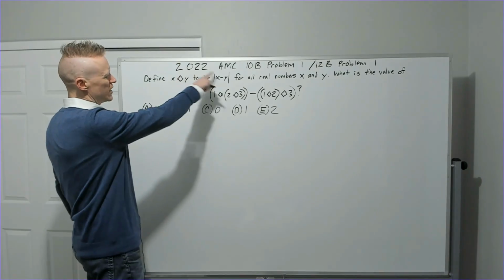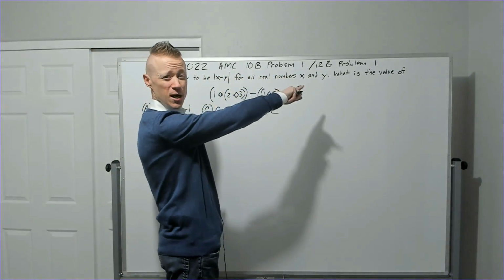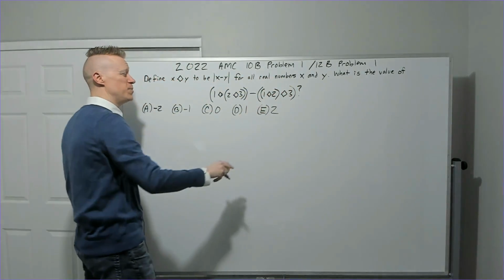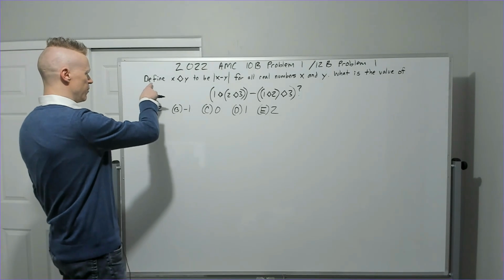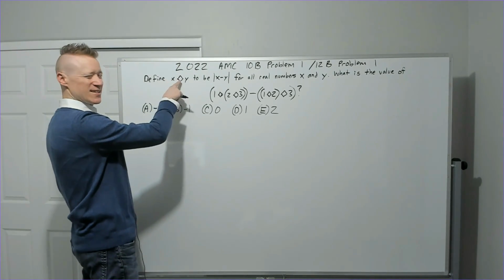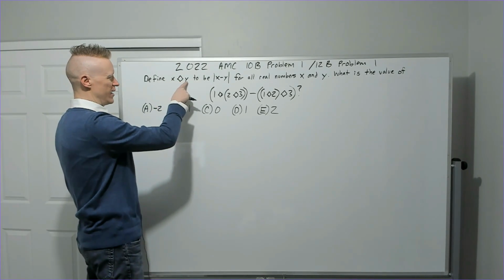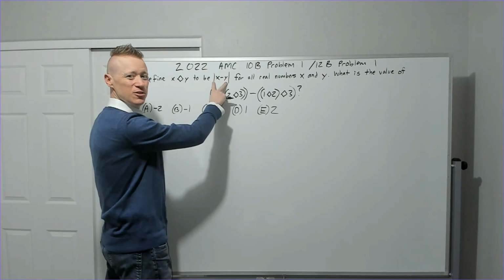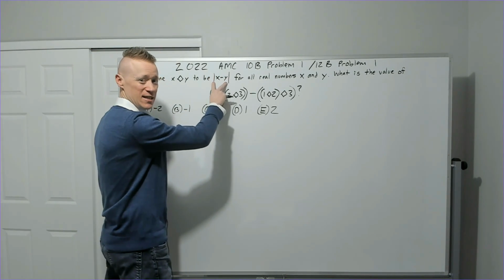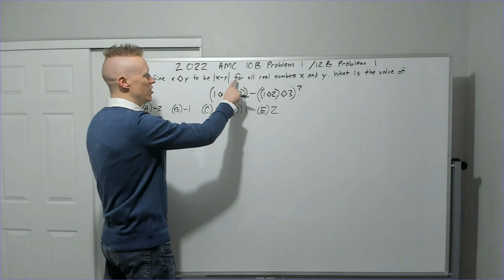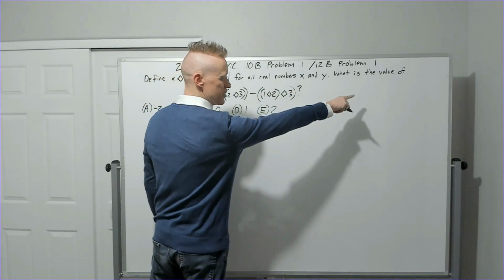So 2022 AMC 10B problem 1, also the 12B problem 1. Define X diamond Y to be the absolute value of the difference. That's how you want to read that, okay? For all real numbers X and Y.